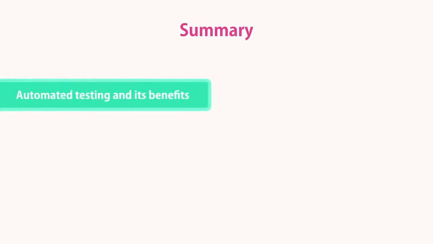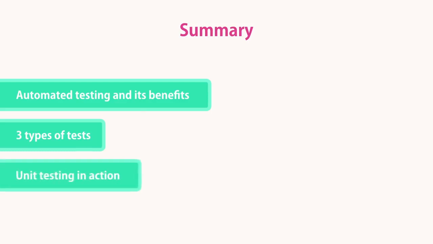So in this section, you learned about automated testing and its benefits. More specifically, you learned that it helps you refactor your code with confidence and release software of better quality and with less bugs. You learned about 3 types of tests: unit, integration, and end-to-end tests. And you also saw a glimpse of unit testing in action.